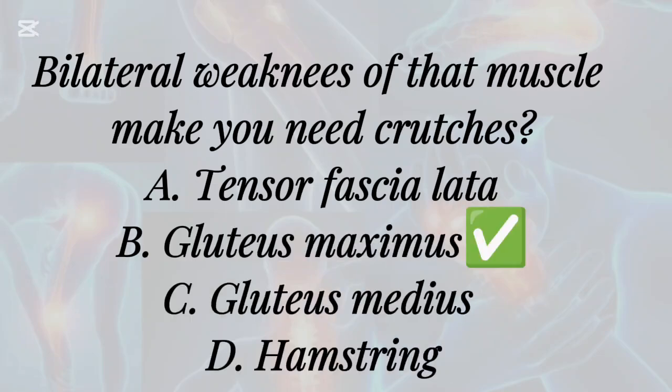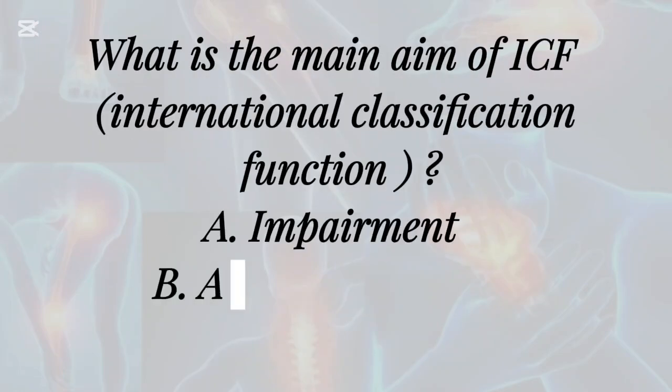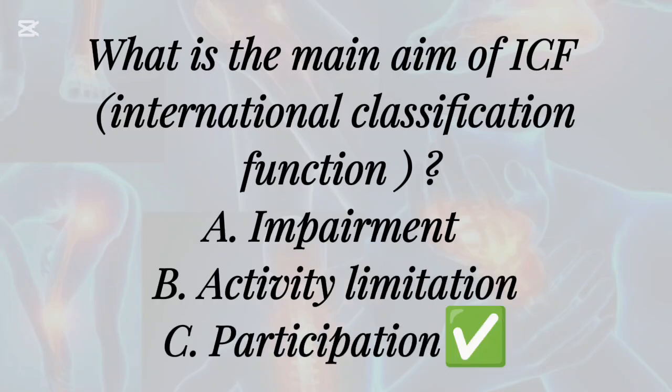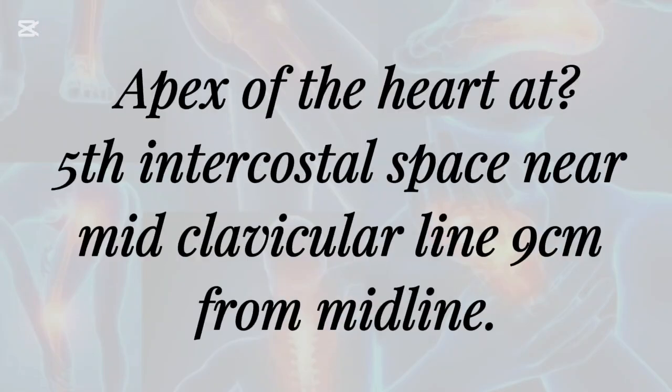Bilateral weak knees: weakness of which muscle makes you need crutches? A. Tensor fascia lata. B. Gluteus maximus. C. Gluteus medius. D. Hamstring. What is the main aim of ICF? A. Impairment. B. Activity limitation. C. Participation. Apex of the heart is at the fifth intercostal space near the mid-clavicular line, 9 centimeters from midline.